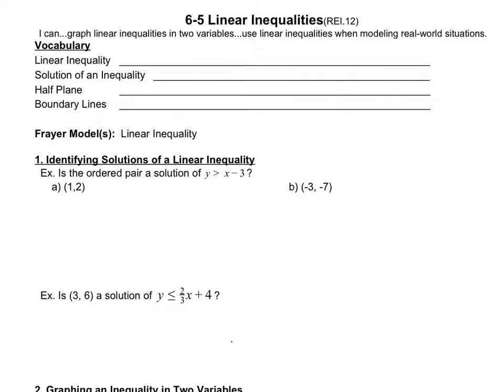exact. So we will often write linear inequalities in slope-intercept form so that we are able to easily graph them and shade the areas of the solution. So whichever side of the boundary line is a true statement for our inequality is considered the solution of the inequality.